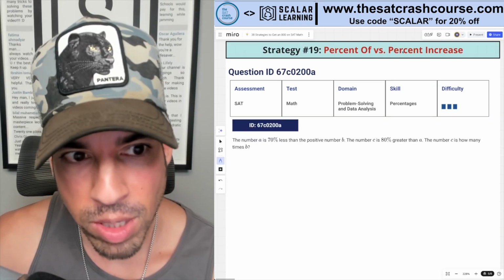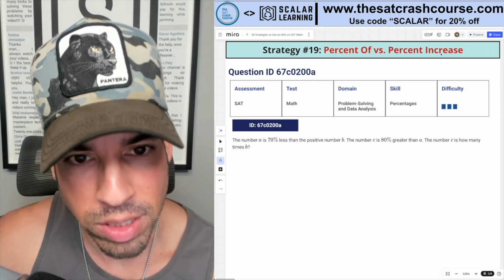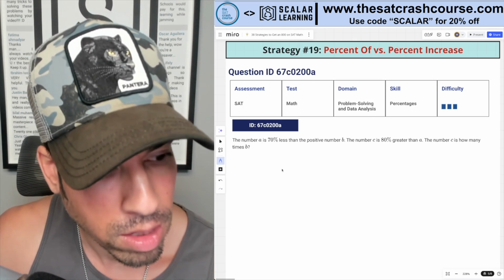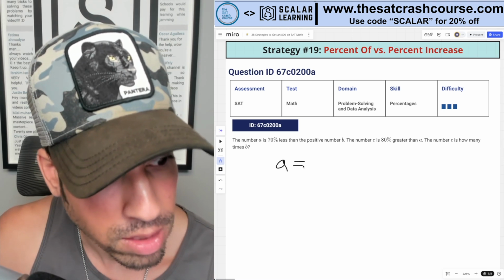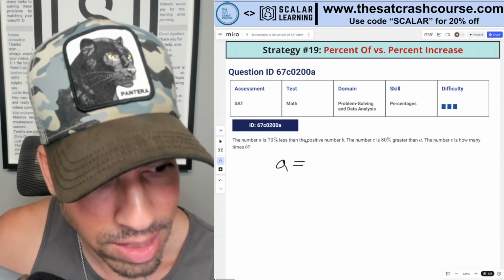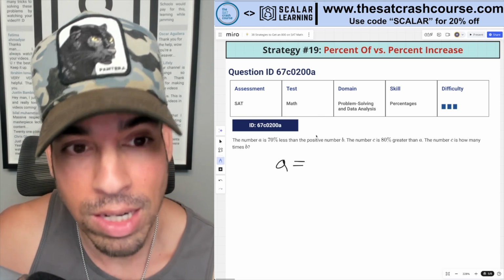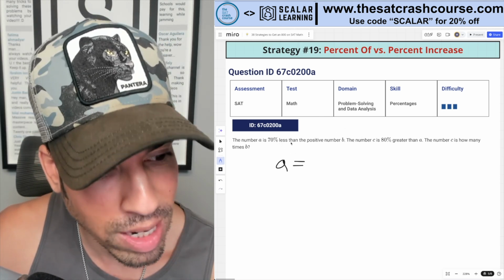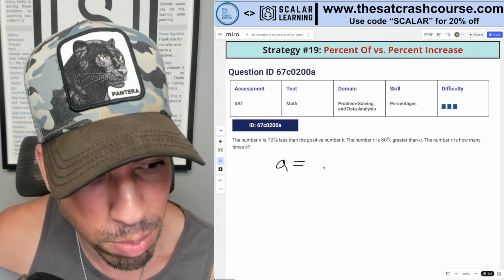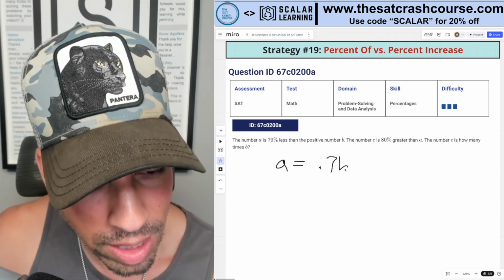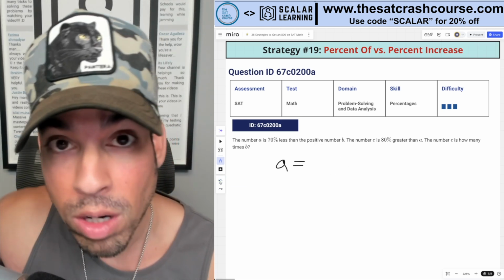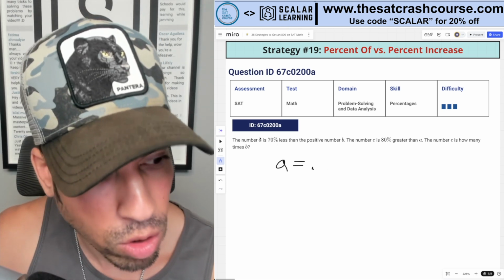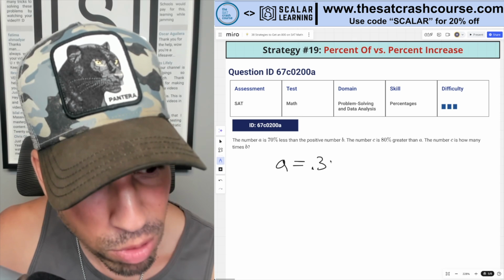Done. Strategy number 19, percent of versus percent increase. You got to know the difference. So now we're in percentages. Now it says the number A is 70% less than the positive number B. It's not saying 70% of, and I know I said percent increase, this is a percent decrease, but it's that same idea. 70% less than the positive number B. So we don't want to do something like this. When I take 70% away, you want to think what's remaining. If I remove 70%, I've got 30%. So the number A is 30% of B.